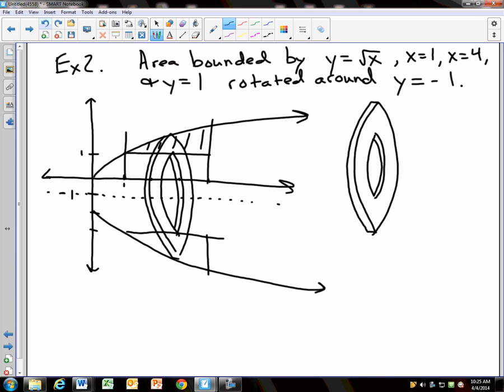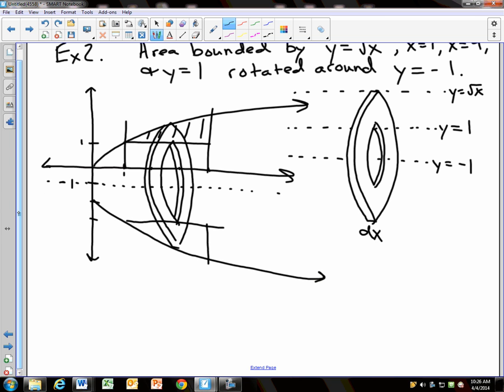So it's going to switch. I draw my washer. Does it have thickness of dx or dy? Dx is horizontal thickness. I draw my line down the middle, which is y equals -1. What creates the y equals 1, and what creates the top?